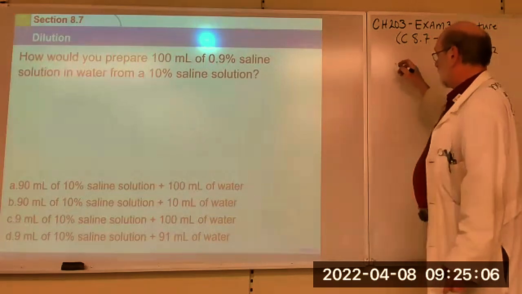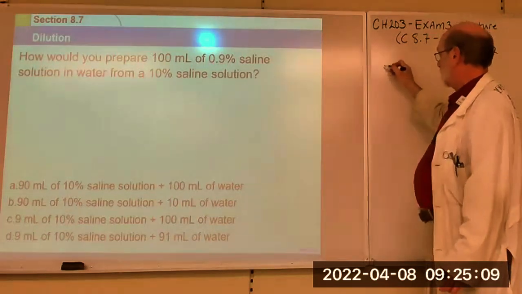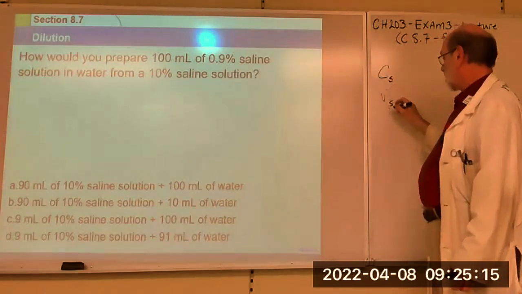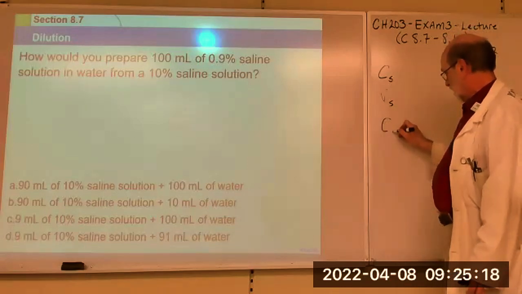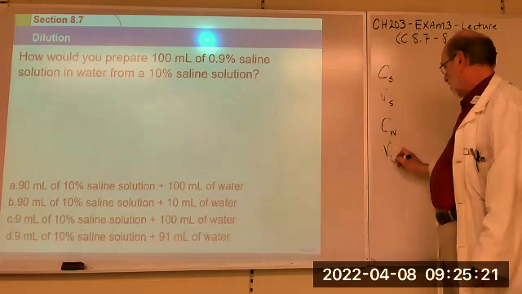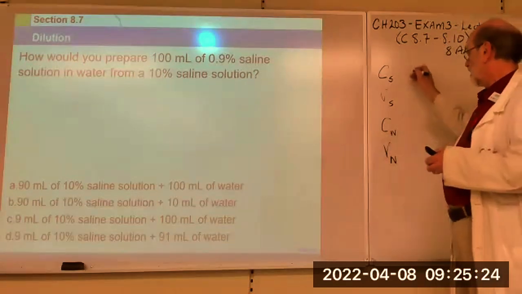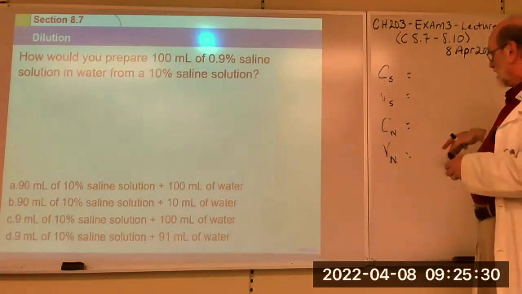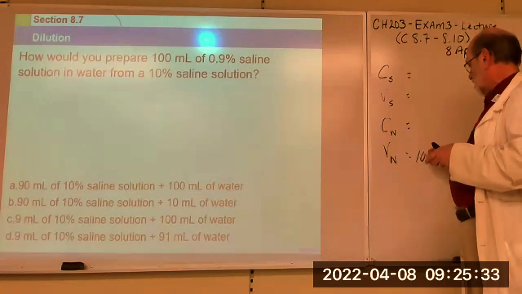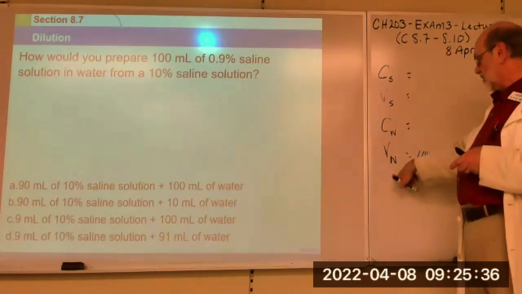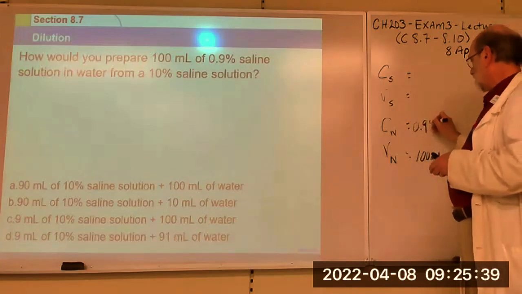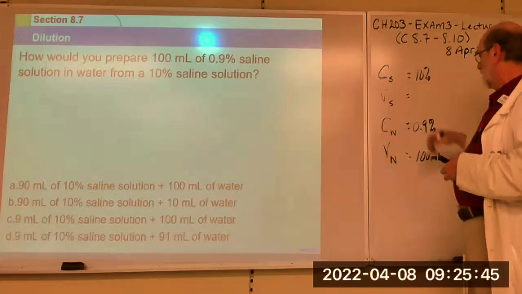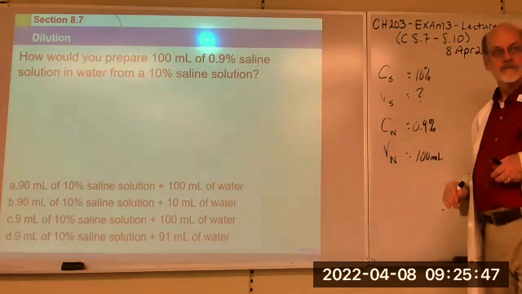So what you want to do is set up a list: the stock concentration, the volume of the stock, the working solution concentration, and the volume of the working solution. Those are the things you need to know. This is the concentrated side, this is the diluted side. So we're aiming for 100 milliliters final volume, and we want the concentration to be 0.9%. We're going to make it from a 10% solution. So this is our unknown.